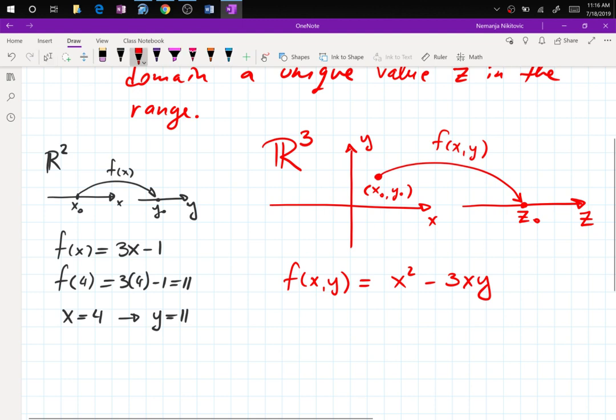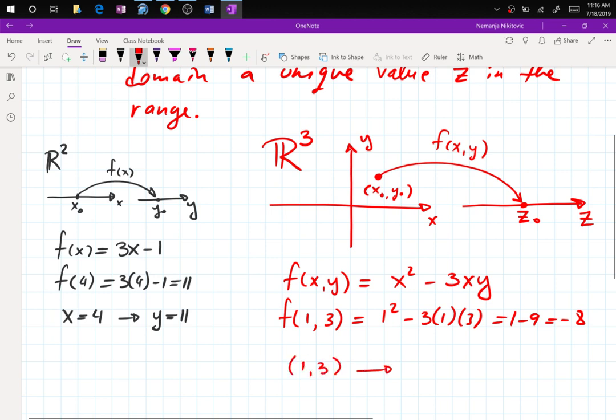So now if you want to compute, let's say, f of 1, 3, you will replace all x's with 1 and all y's with 3 and just compute. So you have 1 squared minus 3 times 1 times 3 is 1 minus 9, which is negative 8. So you see that your input was 1, 3, and it produced the output z equals negative 8.